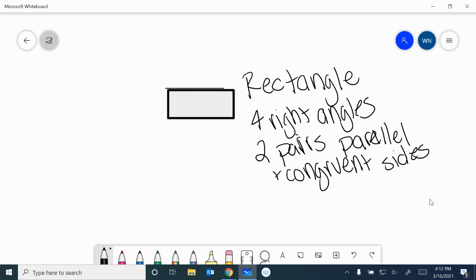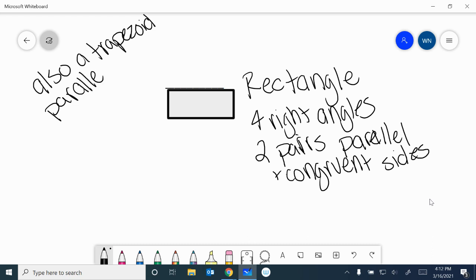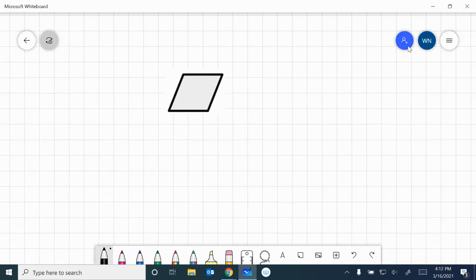So this rectangle is just a special parallelogram with four right angles. It's also, you don't need to write this, it's going to get long, a trapezoid, because it has at least one pair of parallel sides, and it's a parallelogram. Parallelogram. Too many L's, but that's okay. Let's move on to our next shape and see how much deeper we can get.